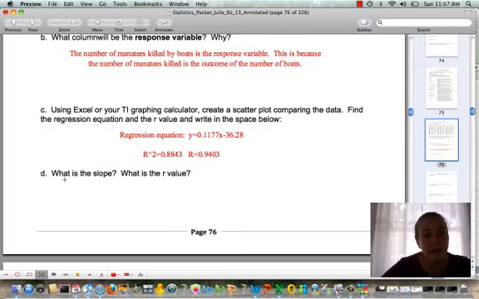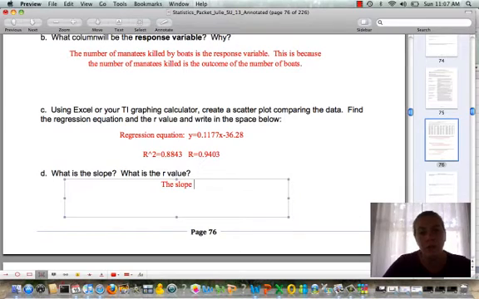So the slope here is 0.1177. And now we want to remind ourselves, what units is this? Remember, we're measuring manatee deaths on the y-axis as our outcome, and boats are our explanatory variable, or the input. So this is 0.1177 manatee deaths per 1,000 boats, because remember that we are measuring the boats in terms of thousands.